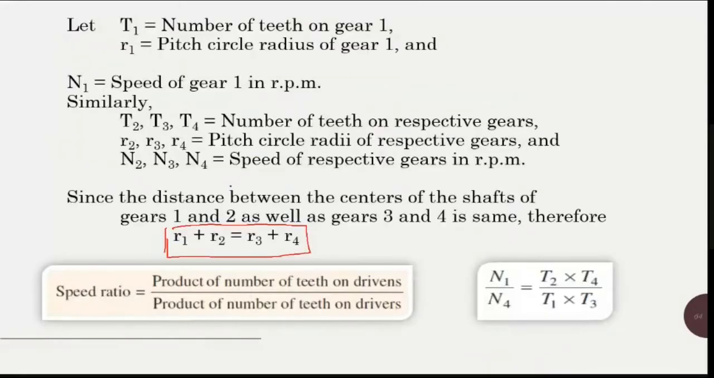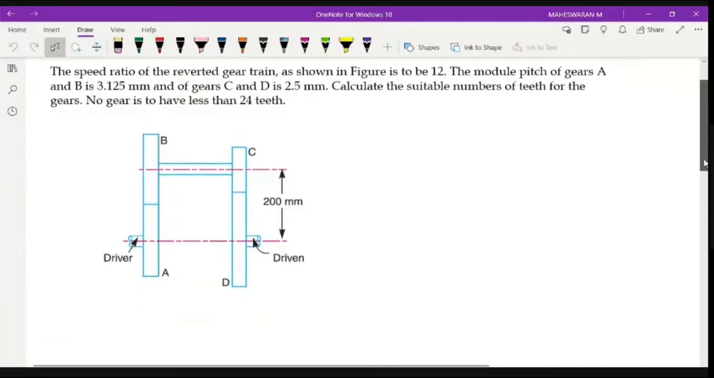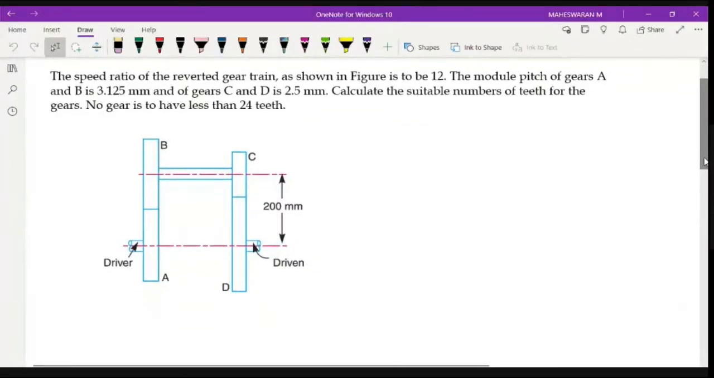Okay. So of course I have one more problem related to this. We will try that, then we will proceed with the next topic, which is the epicyclic gear train. This is another problem related to the reverted gear train. The speed ratio of the reverted gear train is shown in the figure, which is equal to 12. Speed ratio is given, which is 12, right?